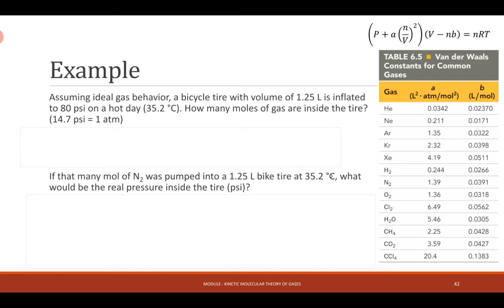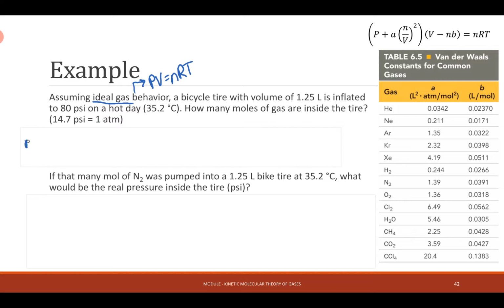All right, let's do a practice problem with this van der Waals equation. It says, assuming ideal gas behavior, a bicycle tire with a volume of 1.25 liters is inflated to 80 psi on a hot day, which is 35.2 degrees Celsius. How many moles of gas are inside the tire? Since it says assuming ideal gas, we're just going to be using PV equals nRT.